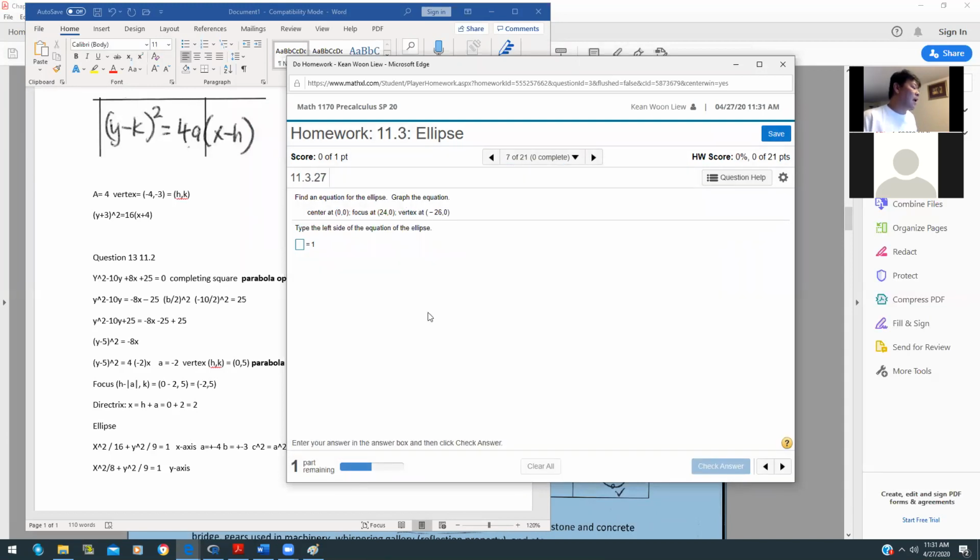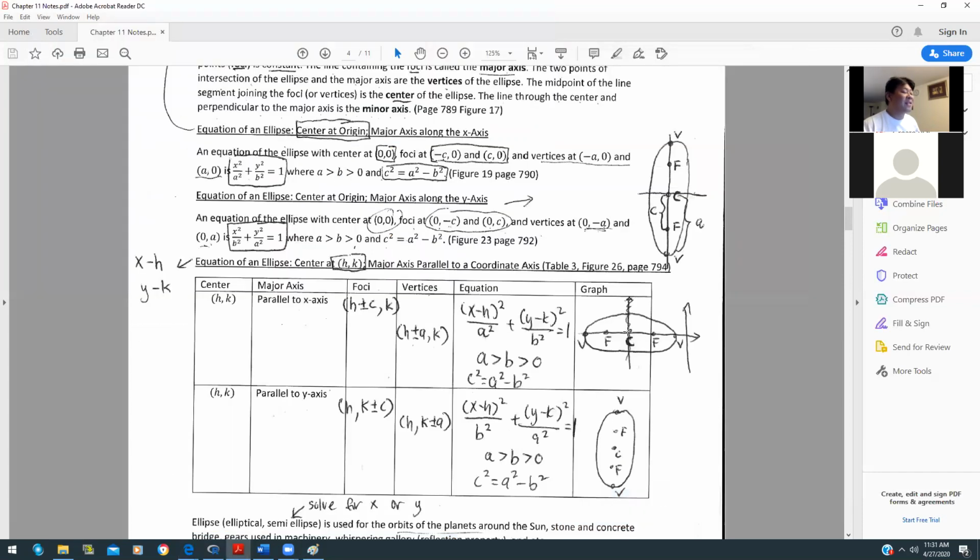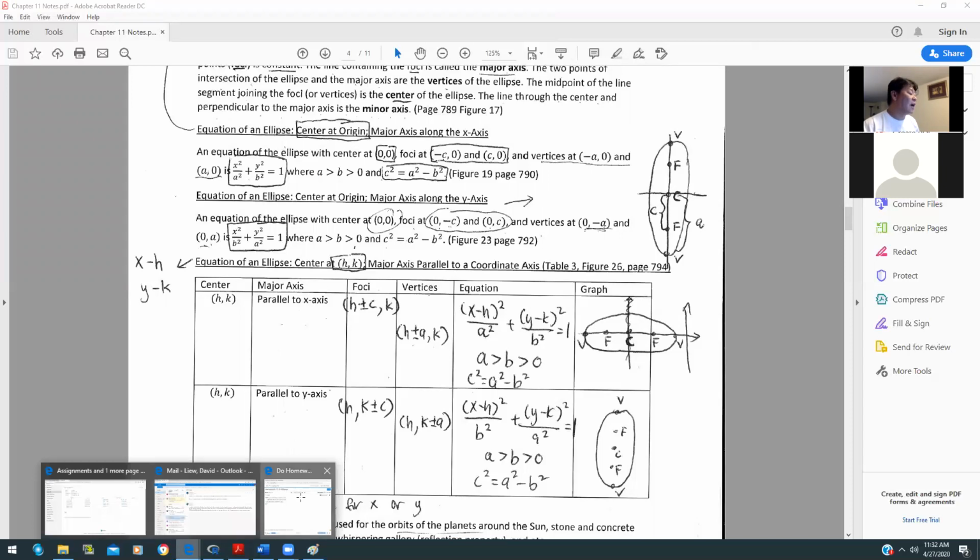All right, equation case. How do we know which side it goes? I recommend you draw your picture here. By the way, if a question did not provide a center, the center is the midpoint of your foci or the midpoint of your vertices. Midpoint means you add your x values and divide by 2, and then add your y values and divide by 2. So this is how you figure out your center. If a question did not provide a center, you find the midpoint of it.